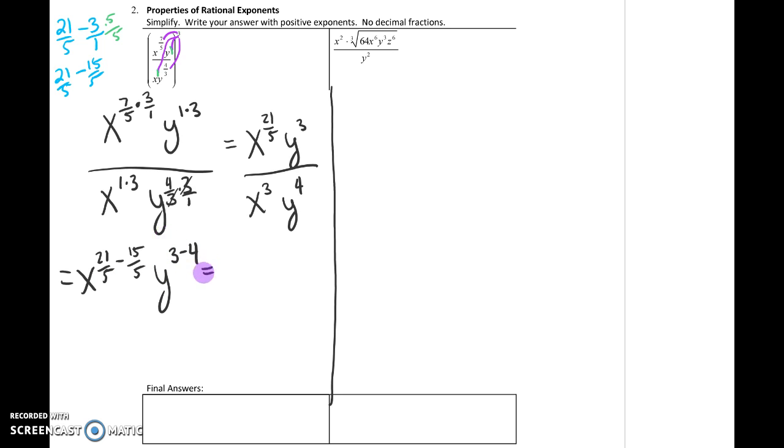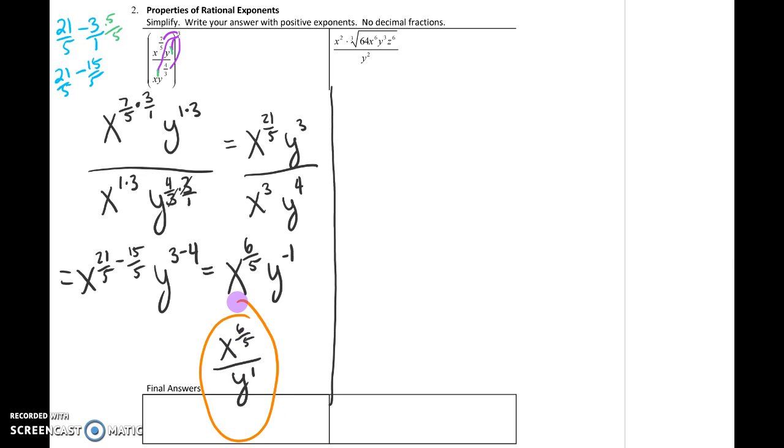So next, we would simplify that. That becomes x to the, 21 minus 15 is 6 over 5, y to the negative 1st. Now you've got one last thing, because it said positive exponents only. To get rid of the negative, you put it in the denominator. So your final answer is x to the 6 over 5 over y to the 1st, or just y. And that, my friends, is your final answer. We're going to go ahead and circle that.